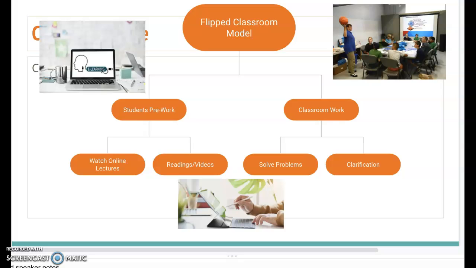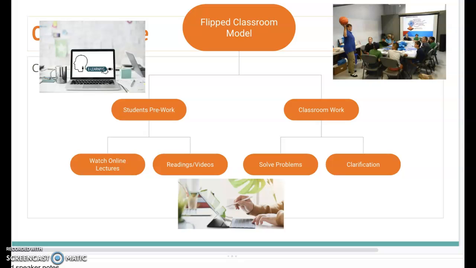The first part of a flipped classroom involves something called student pre-work, which is basically the idea that students watch their online lectures at home before going to class so that they can get a sense of what the topic is. The next part of the model involves classroom work, which is where students get to work together to solve problems and collaborate with one another. This allows students to practice what they have learned as well as ask any questions they might have.